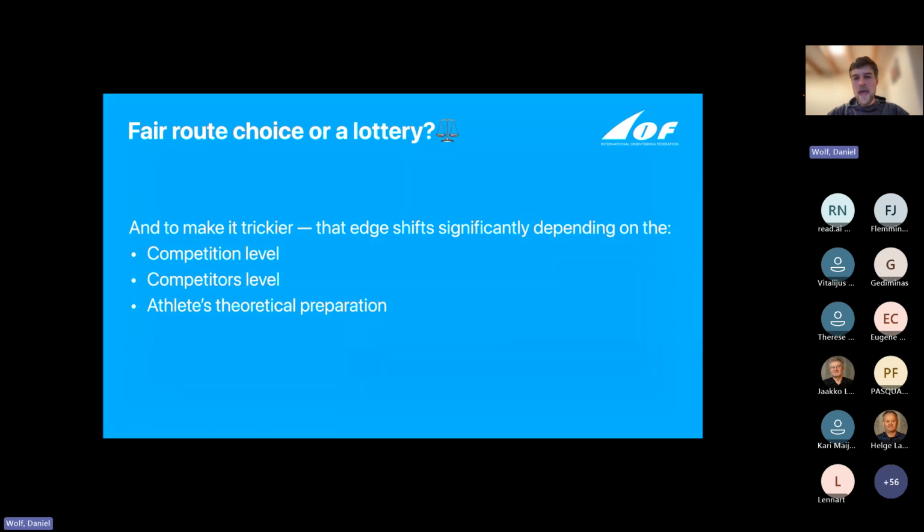And to make it even trickier, that edge, that line, shifts significantly depending on the competition level or the competitors' level. It will be very different if you set a course for a regional competition and for the World Cup, for example. And it is also influenced by the role of athletes' theoretical preparations. We saw many legs recently which were extremely difficult for us to find the best route choices when checking just GPS tracking or TV. But it was okay for the athletes because they knew exactly where the gates are and where the stairs are, and they were really well prepared for that and were able to decide quickly. So that's another aspect we always have to consider, as Fabian showed us in a previous presentation. That was a very good example of that.